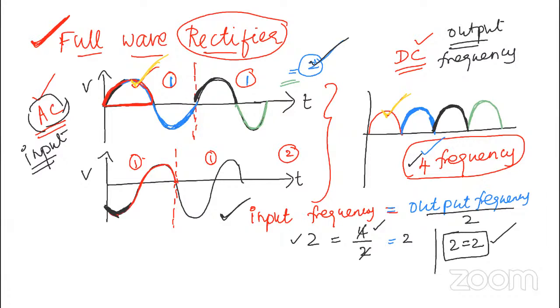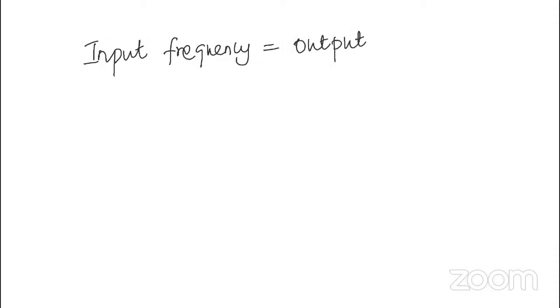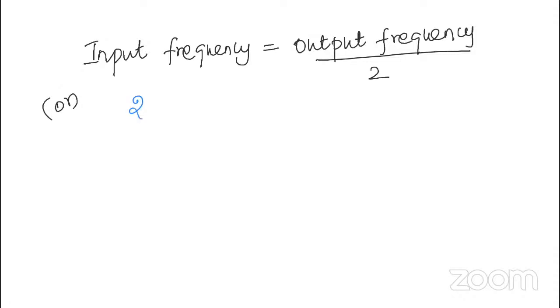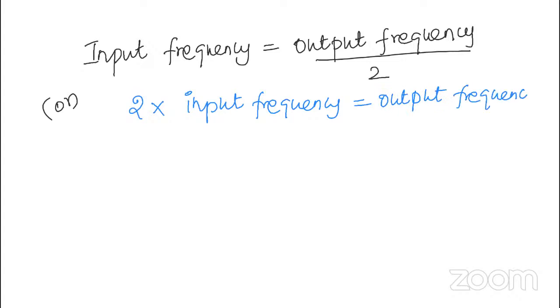2. Okay, or one more thing, we can write this in another way as well. First we write it clearly: input frequency is equal to output frequency by 2, or 2 into input frequency is equal to output frequency. We can write the formula this way also. Okay, right?